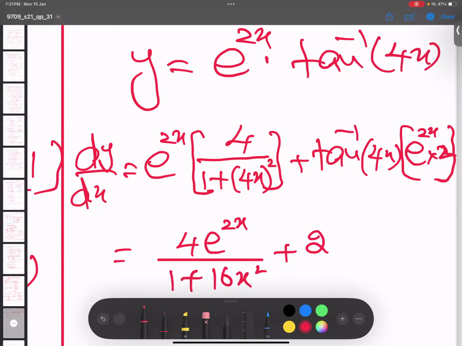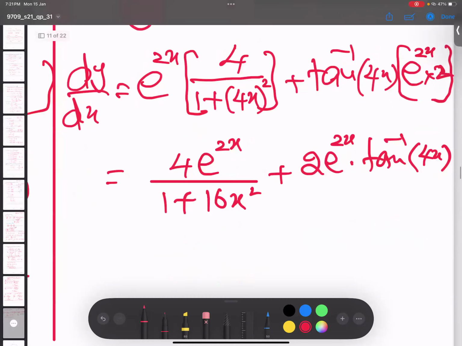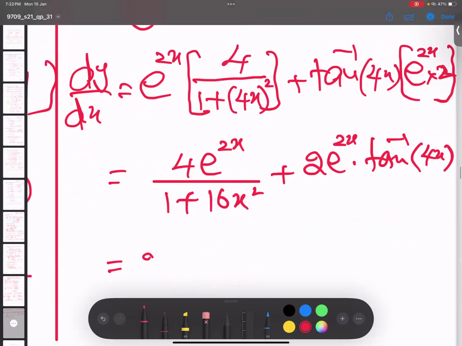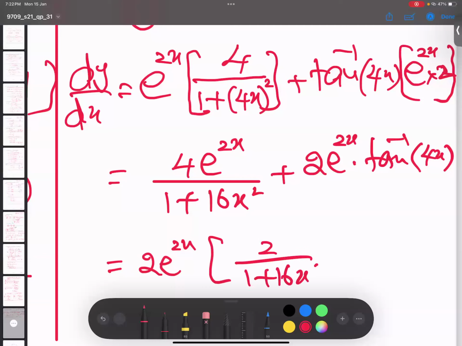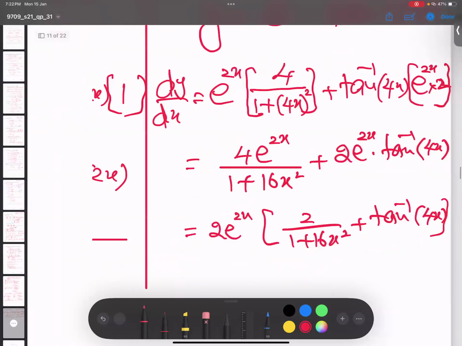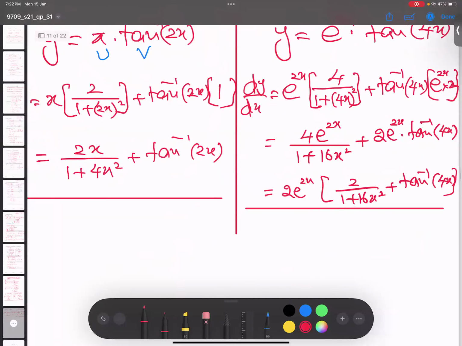Here I can write 2e to the power 2x times tan inverse 4x in the bracket. You can take common out. I think you can stop here, full marks. But if you take common out, no problem at all. If you don't take common out, I said no problem at all. Okay, so this is my answer. I believe the point is very, very clear.